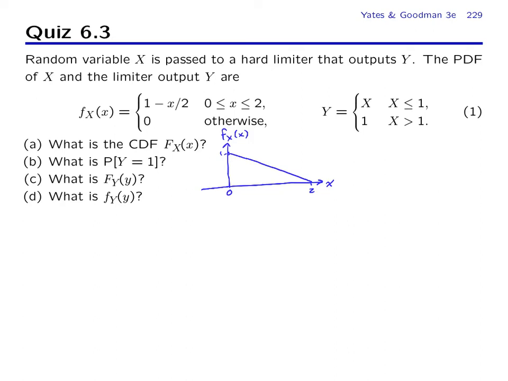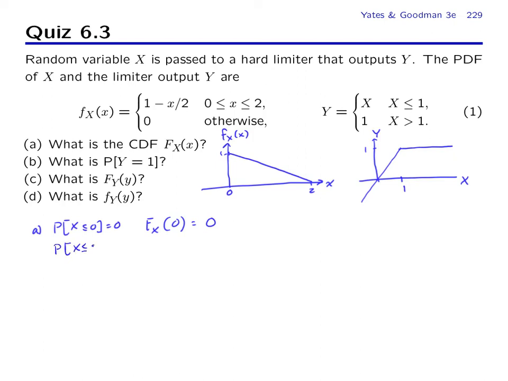And it's also helpful to plot the function Y as a function of X, and this function is kind of a one-sided limiter. It maxes out at 1, and so it saturates at 1 for all X's greater than 1. For part A, we first identify where the CDF is obviously 0 or 1. In particular, the probability X is less than or equal to 0 is 0, and so the CDF of X at 0 is 0. And the probability X is less than or equal to 2 equals 1, and so the CDF of X equals 1 for X greater than or equal to 2.